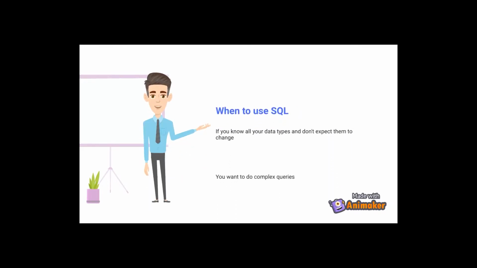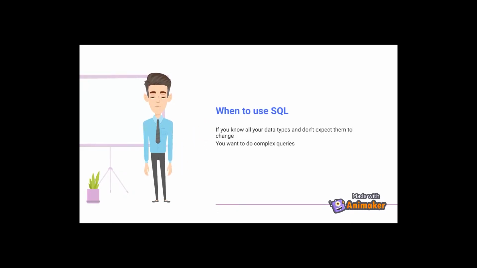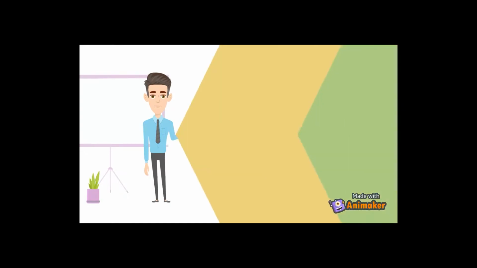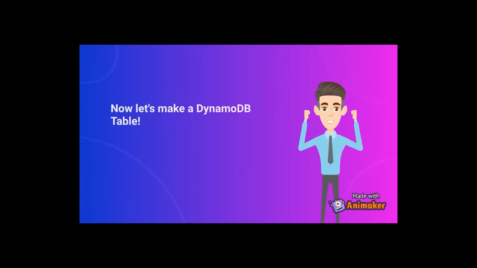Now, if you are going to want to do some complex queries, then you want to use SQL, because a NoSQL database does not support relations between data types. If you know all the data and data types that you're going to store and you don't expect that to grow or change, that's when you want to use it. Now let's make a DynamoDB table.